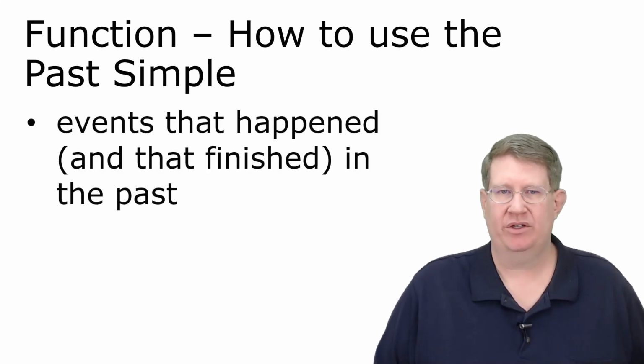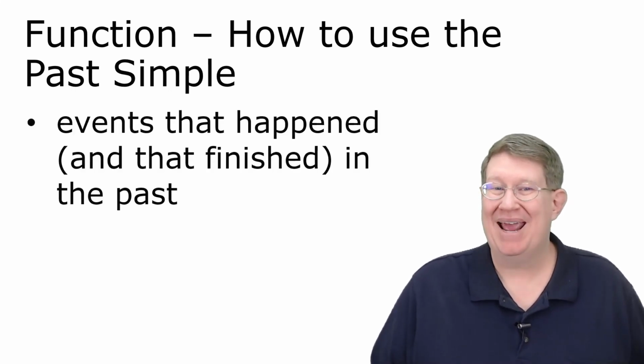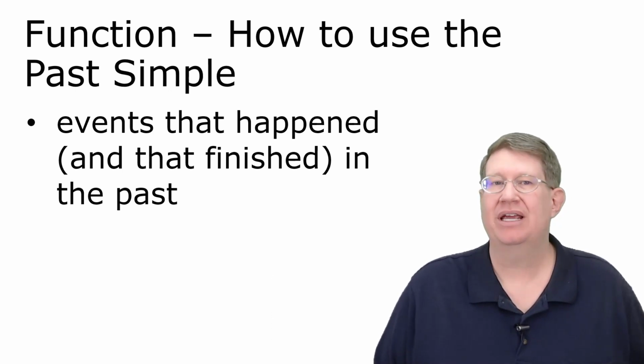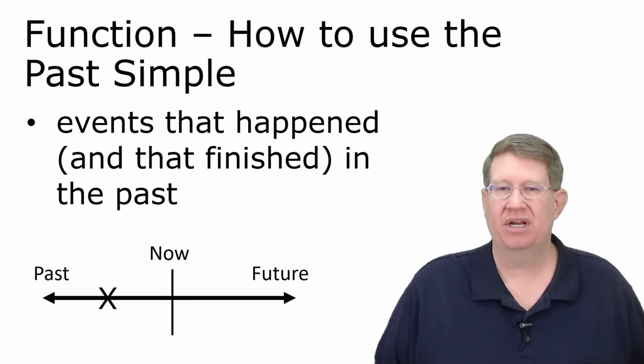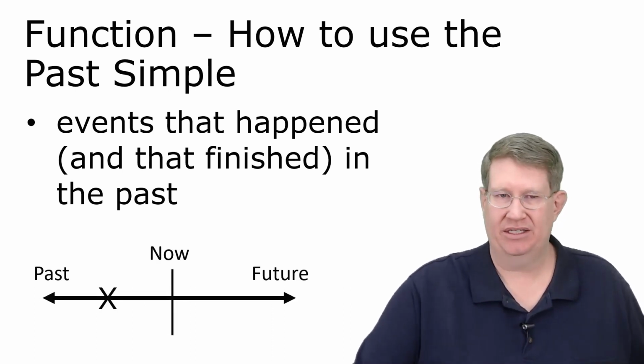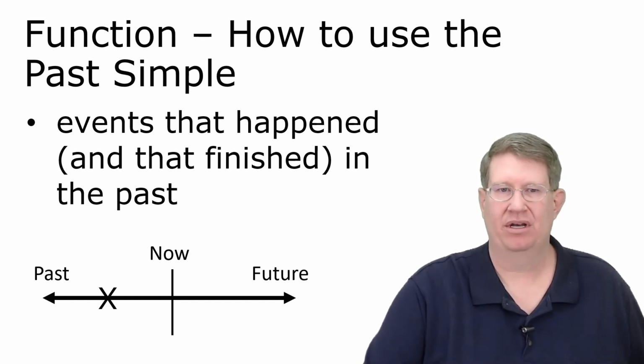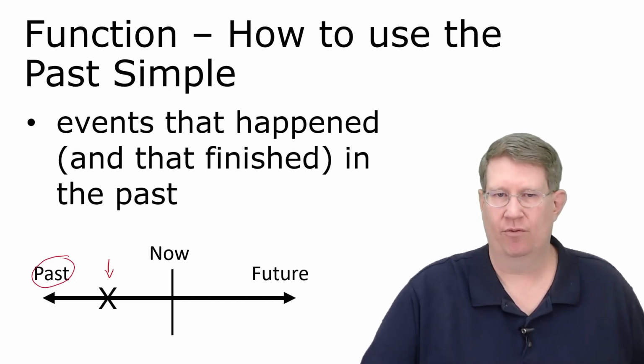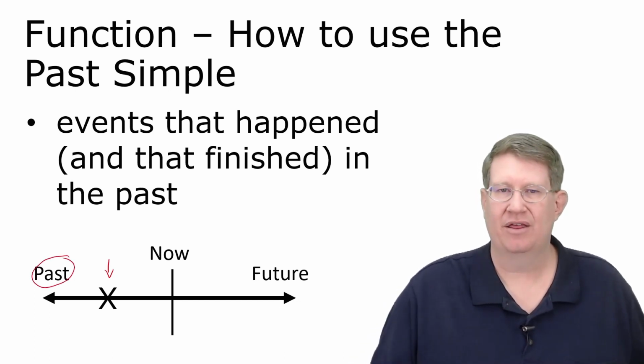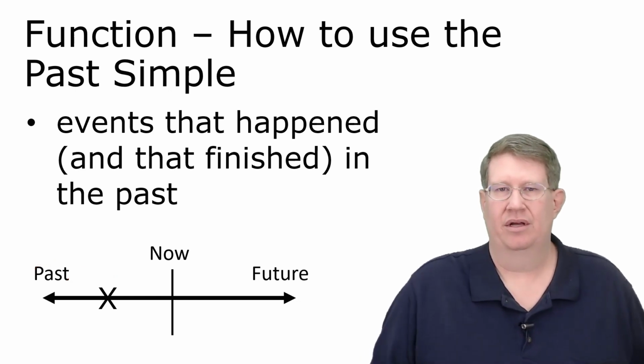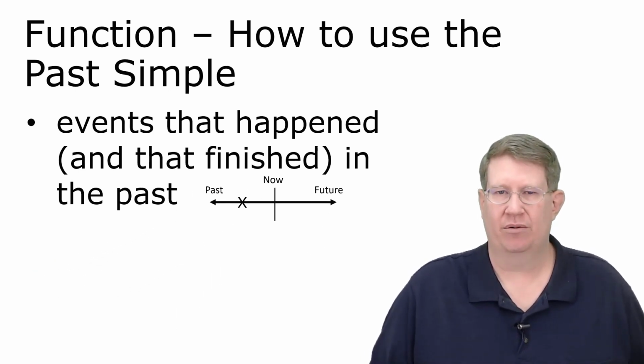We use the past simple for events that happened and that are completed, that finished in the past. So if I'm going to make a diagram like this, this is where things happen in the past simple. Before now, okay, so we see over here is past. So before now, and they're over.